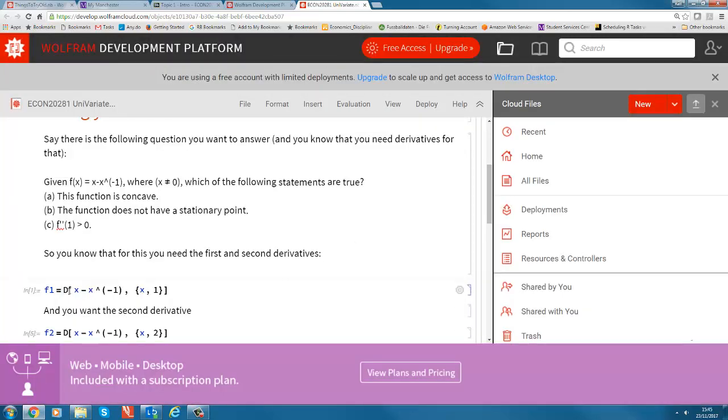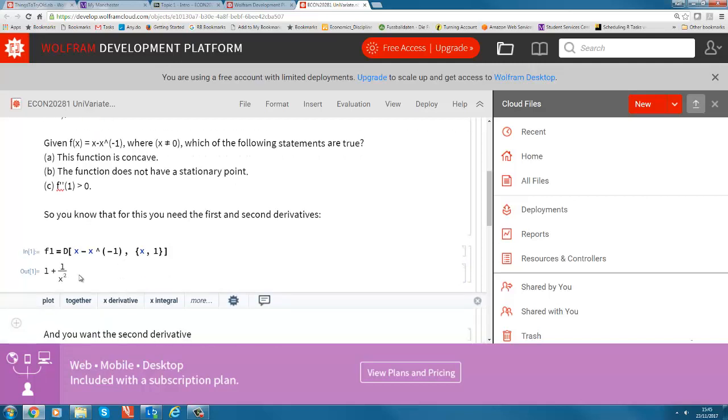So what you type is a big capital D and then in square parentheses the function, which is here, x minus x to the negative 1, and then we want the first derivative, sorry, with respect to x, that's the variable for the derivative, and we want the first derivative. And then have your cursor in here and press Shift Enter, or go to evaluation and say evaluate cells. And here is your first derivative. So you check that against your work and make sure you're right. This is correct, of course.